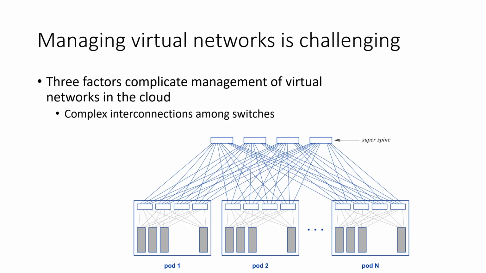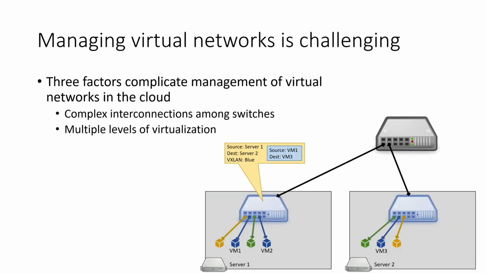One is the complex interconnection among switches. Data center topologies are very complex. We have multi-paths between any two destinations, and we have load balancing between the switches. So there are a lot of links, a lot of paths, and this topology is complex. Any system that keeps track of where packets should go needs to consider this complex topology.